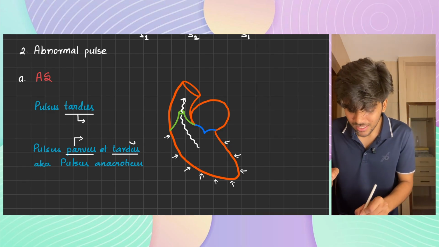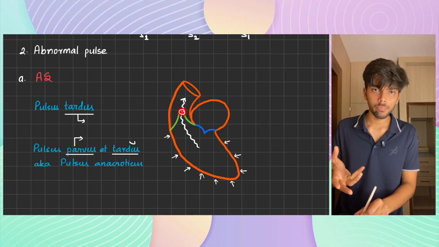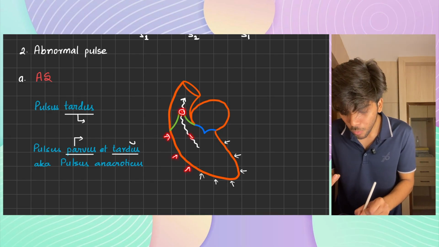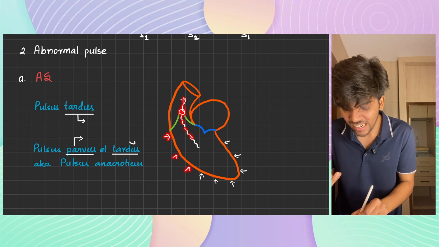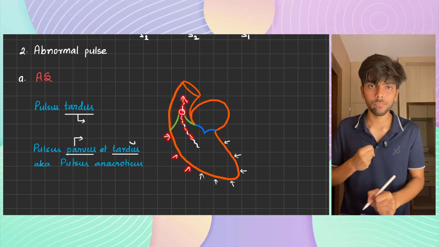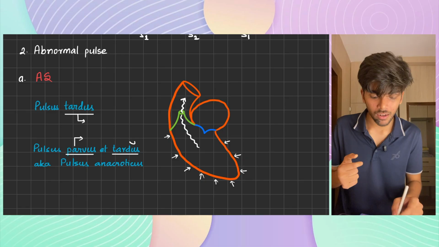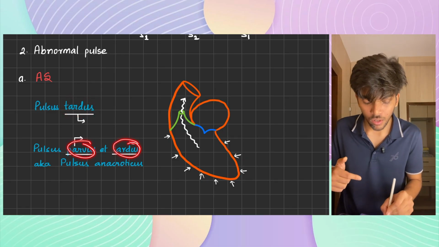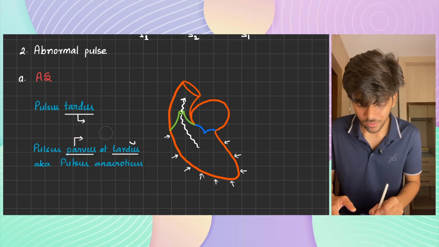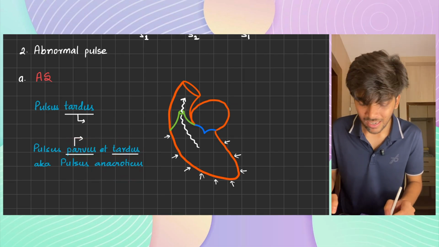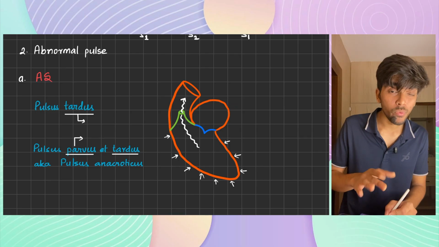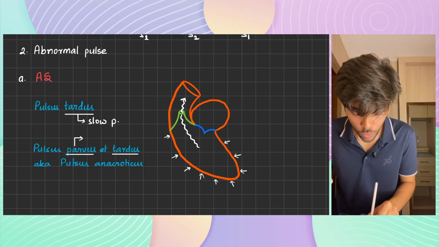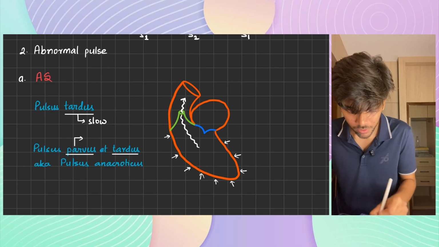Aortic stenosis is the narrowing of the aortic valve. As a result, when the left ventricle contracts, only small amount of blood gets ejected out with each contraction, which results in either pulsus tardus or pulsus parvus et tardus, also referred to as pulsus anacroticus. Pulsus tardus. Tardus comes from the word tardy, which means late or slow. So what you get is a slow peaking, slow rising pulse.